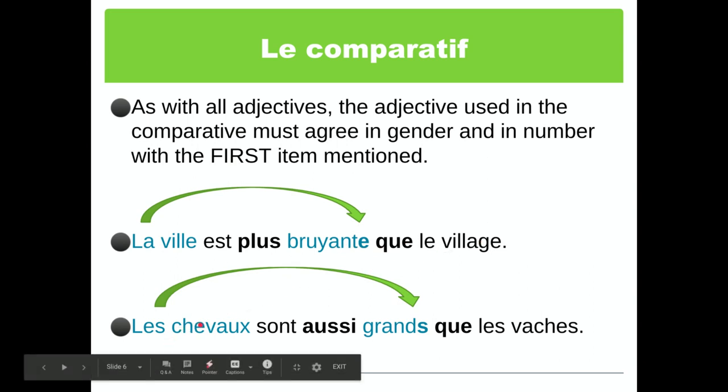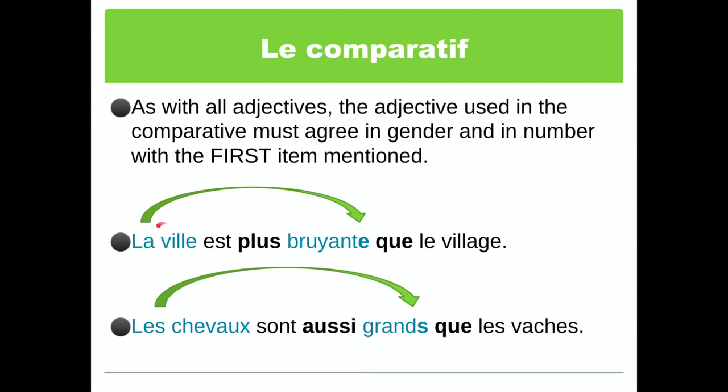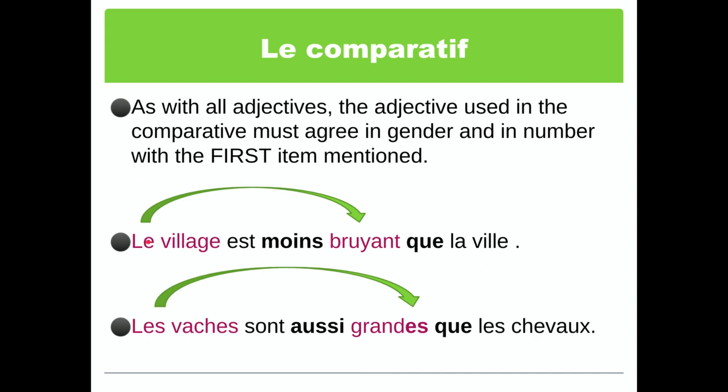Les chevaux sont aussi grands que les vaches. So the horses are as big as the cows. And so grand is agreeing with les chevaux because it's masculine and pluriel. And bruyante is agreeing with la ville because it's feminine. So if we switch those, then we have le village, which is masculin, est moins bruyant que la ville. So the village is less noisy than the city. So bruyant agrees with le village.